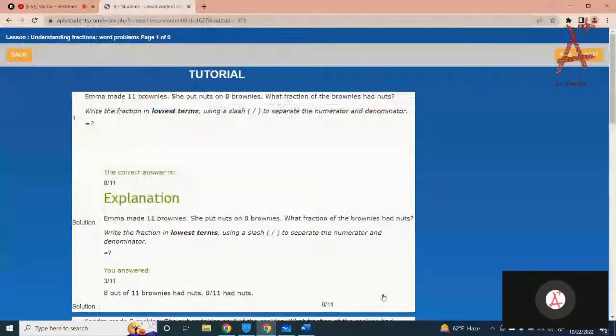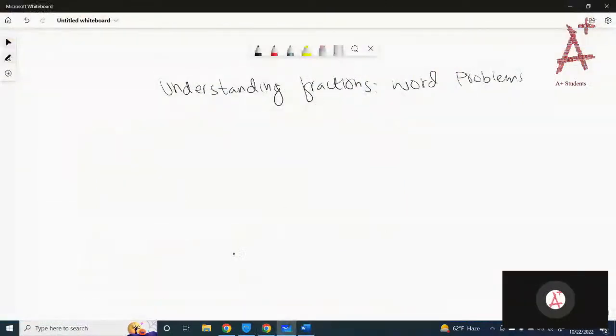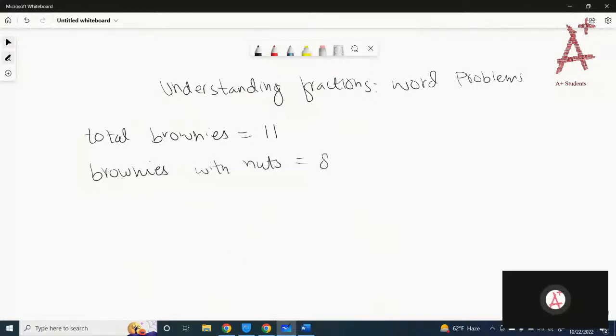Emma made 11 brownies. She put nuts on 8 brownies. What fraction of the brownies has nuts? So basically, you have to write the numbers in the fractional form. Got it? So you always write the total brownies are 11. Got it? And the one she put nuts on is 8. Got it?